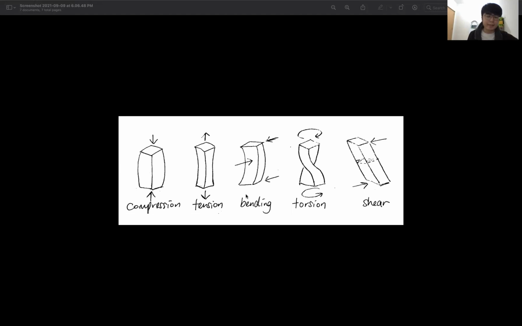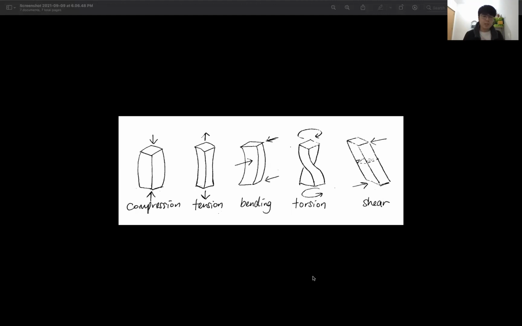And we have bending. What's bending? You pull the sides, like this pen. I pull the sides down and push the middle up. That is bending. So that is the third type of deformation. And then we have torsion. Twist. Okay, twisting. That is torsion.